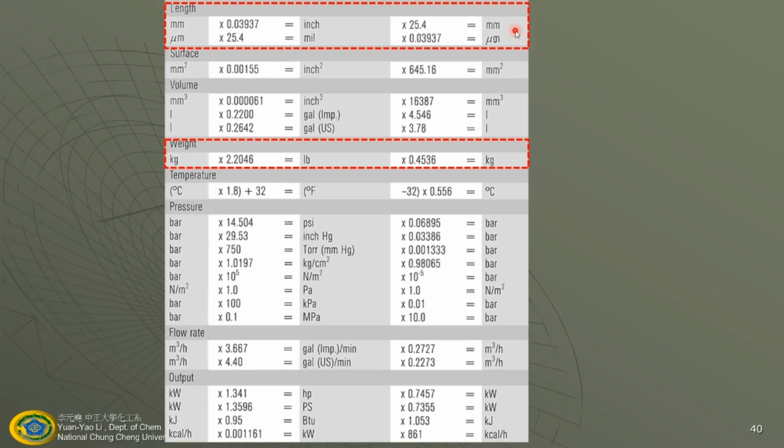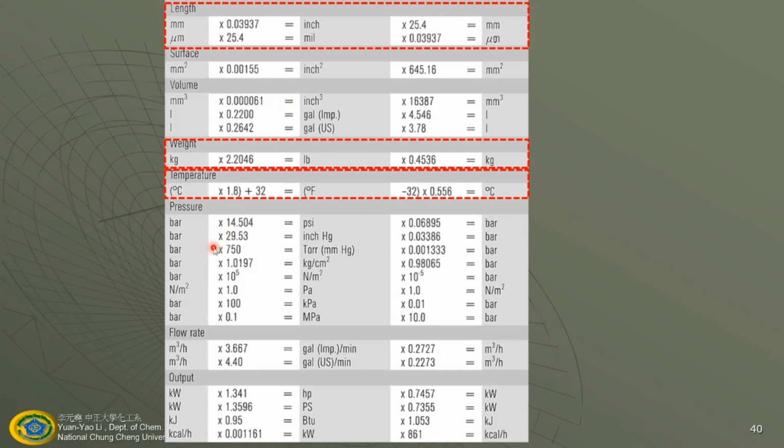So this is the second one I want you to remember. One is length. One is weight. One is what? One is temperature. Okay, I want you to remember these 3. How do you convert Celsius to Fahrenheit? The United States uses Fahrenheit, right? And in Taiwan, we use Celsius. So I want you to remember these 3 conversion factors, and I will give you the rest of the numbers.